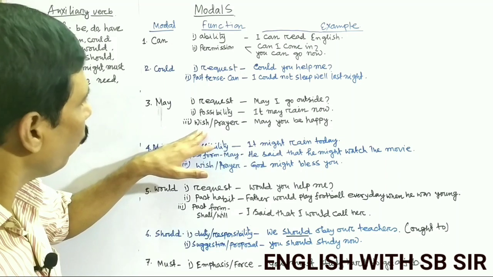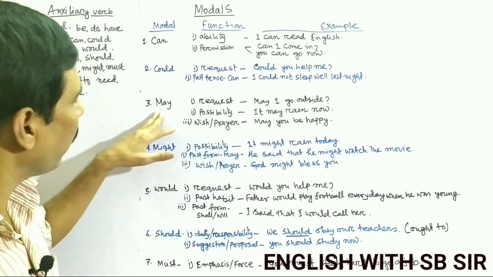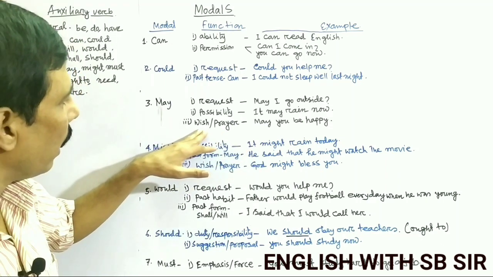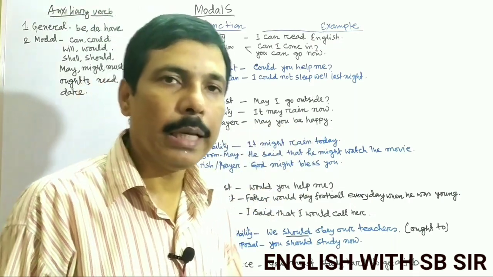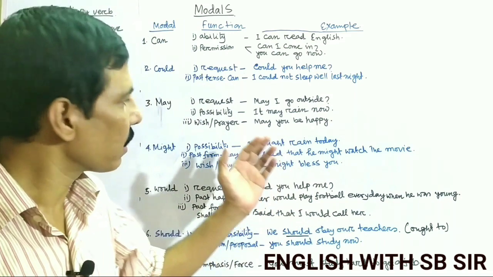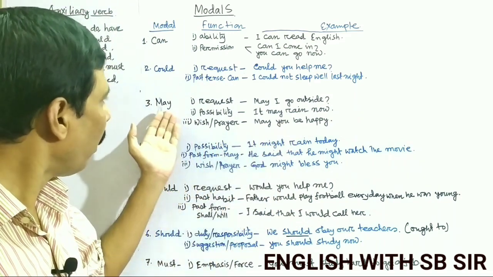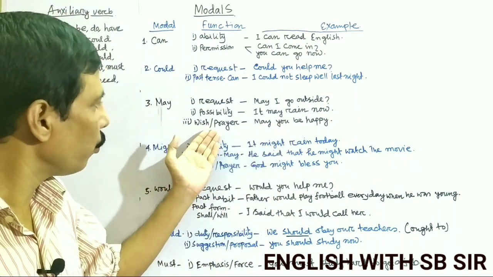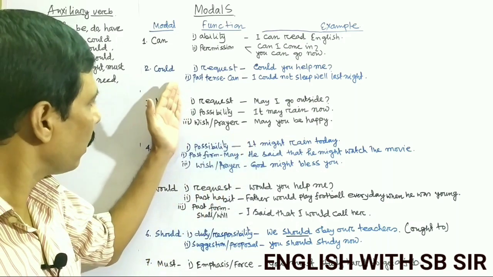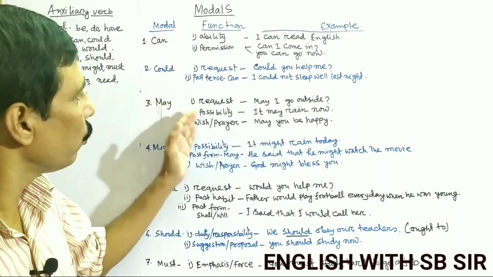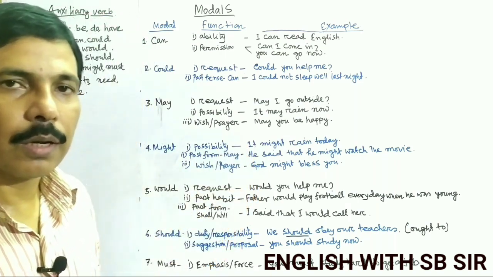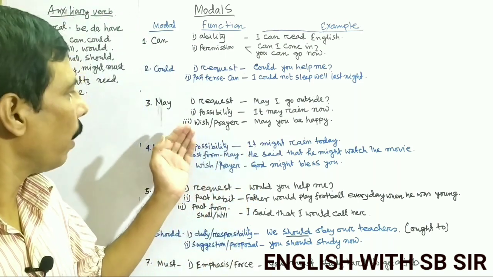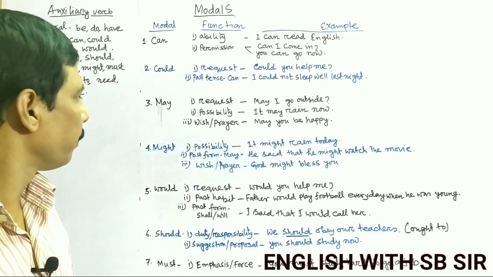Number 3, wish or prayer. We use may to express a wish or prayer. May you be happy. May you live long. May you succeed in life. These are examples of the verb may that expresses wish or prayer. So may, this modal auxiliary, is mainly used for 3 purposes. Number 1, request. Number 2, possibility. Number 3, wish or prayer.